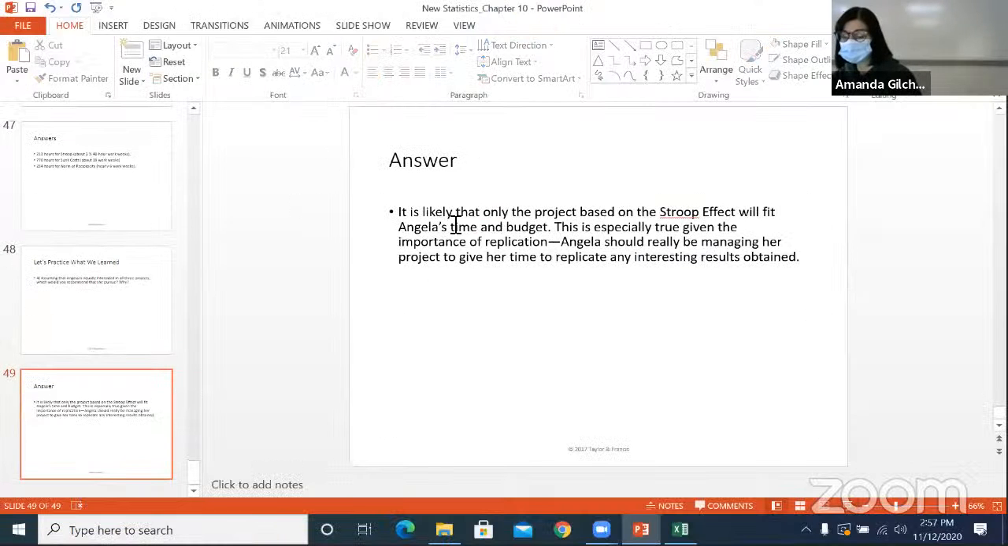Okay, so that's an example of how you can use precision for planning before you ever actually conduct a study. And I would recommend that if you are interested in research, this is absolutely what you should do.